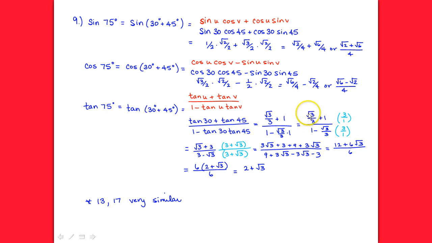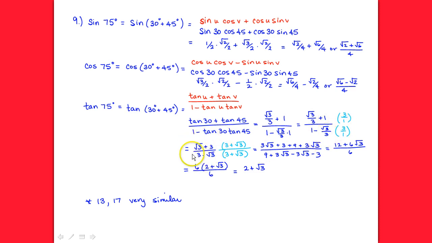So square root of 3 over 3 times 3 would leave me with just square root of 3. In the denominator, 1 times 3 would give me 3. And then in the numerator, square root of 3 over 3 times 3, the 3's would cancel and just leave me square root of 3. So that's much better.